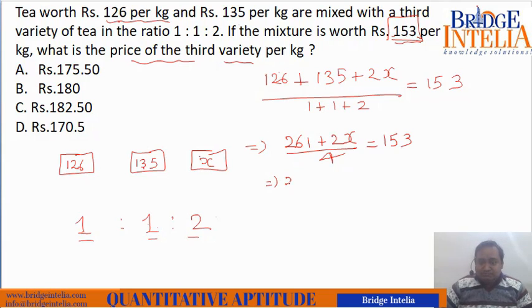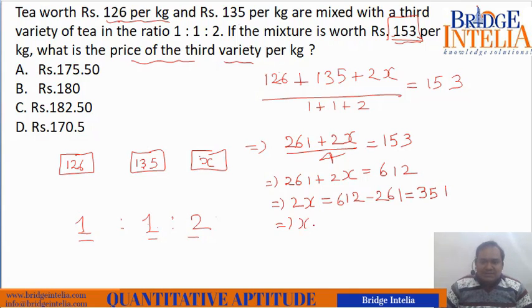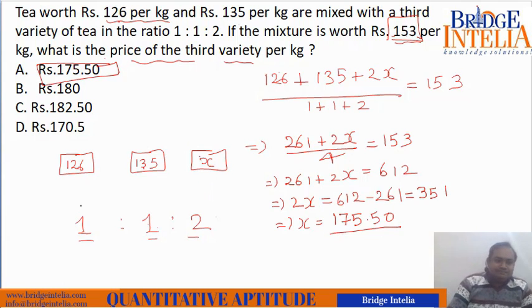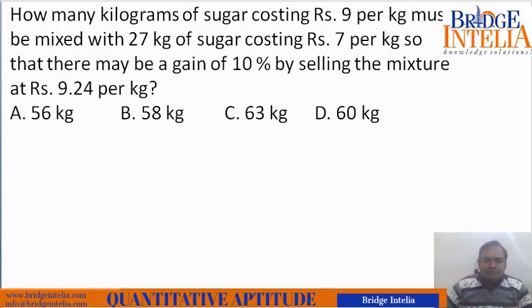If you solve this, 261 plus 2x is equal to 153 into 4, so 612. So 2x is equal to 612 minus 261, which is 351. So x is equal to 351 by 2, which should be 175.50. This is the price of the third variety. Let's move to the next one.